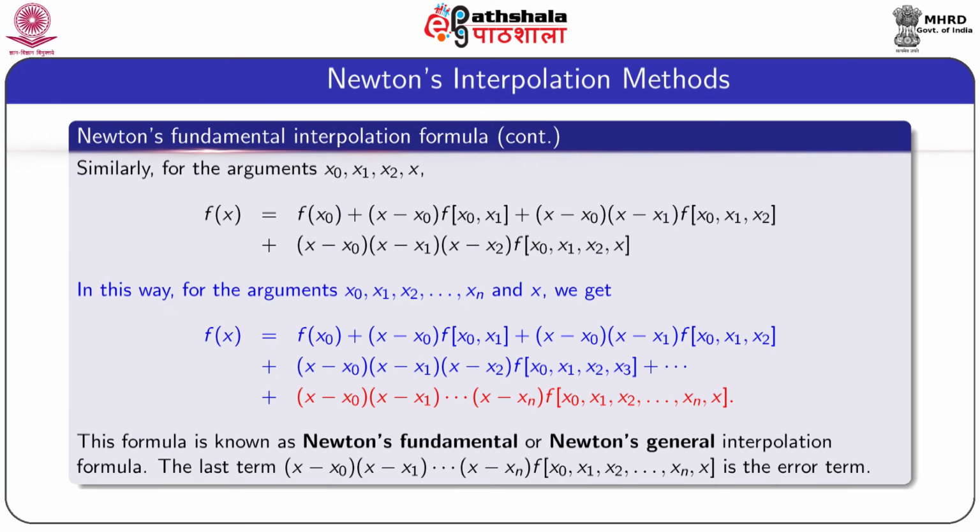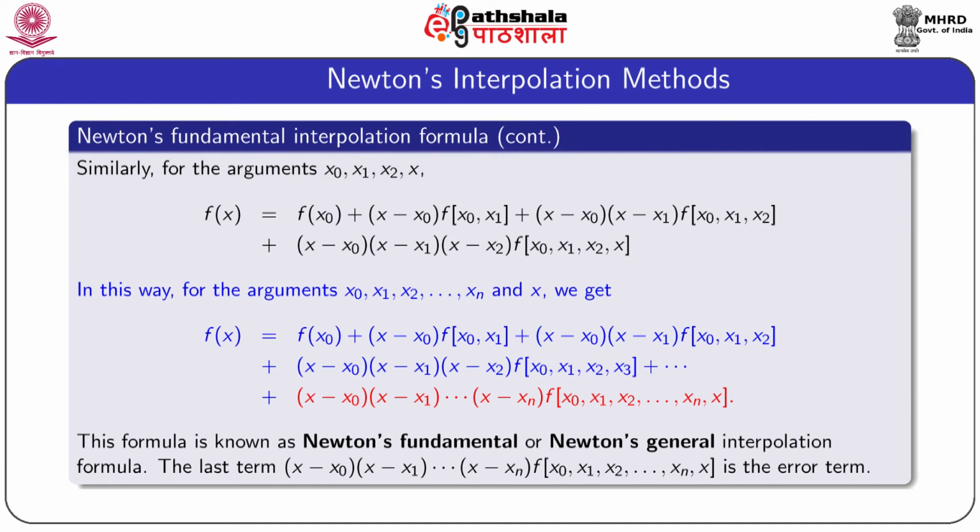Now, for the 4 arguments x0, x1, x2 and x, we obtain f(x) equal to f(x0) plus (x minus x0) into the first order divided difference, plus (x minus x0)(x minus x1) into the second order divided difference, plus (x minus x0)(x minus x1)(x minus x2) into the third order divided difference.